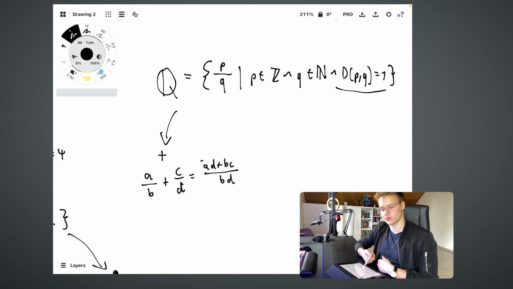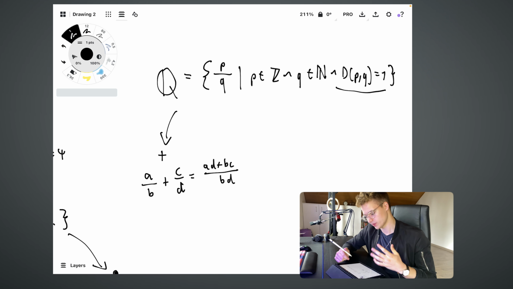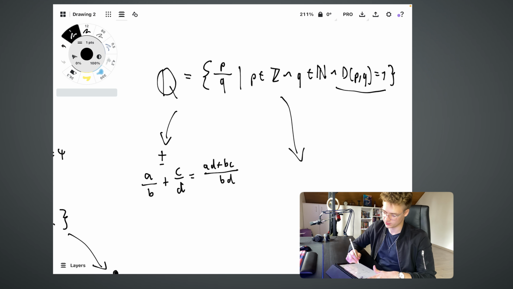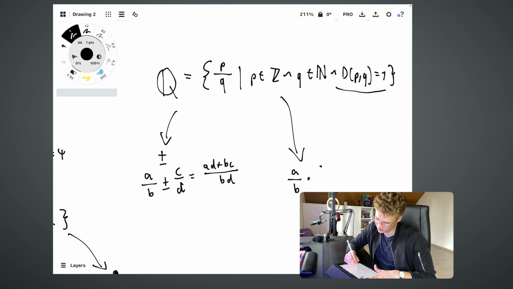So that's how we would form addition for rational numbers. Next we have subtraction, we would just add a negative sign here. Then we have multiplication, so a/b times c/d is equal to ac divided by bd.